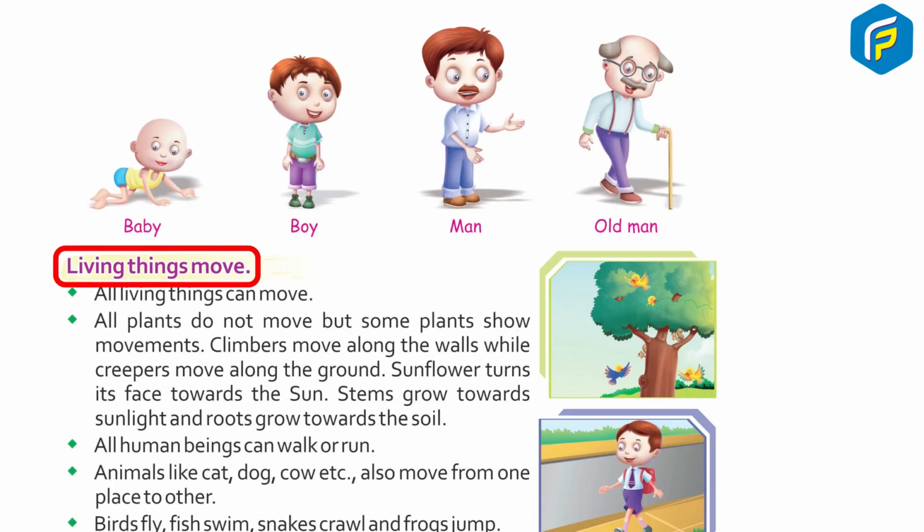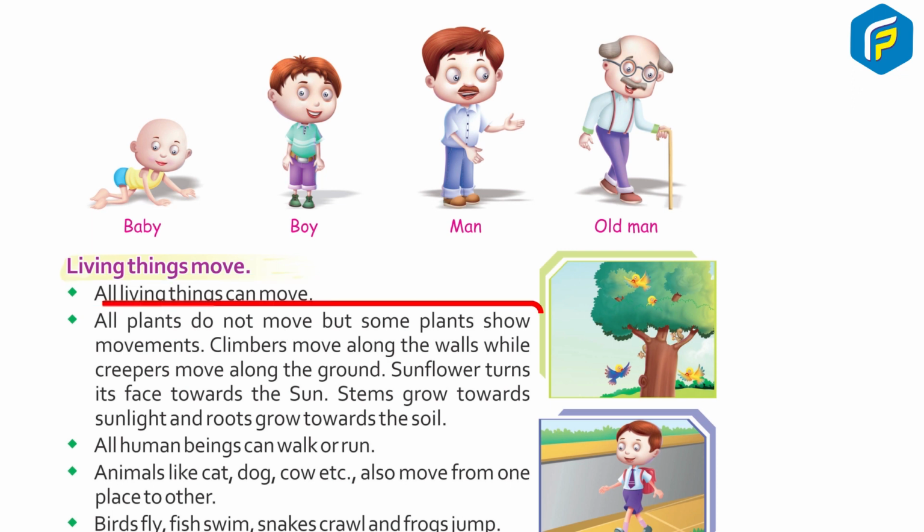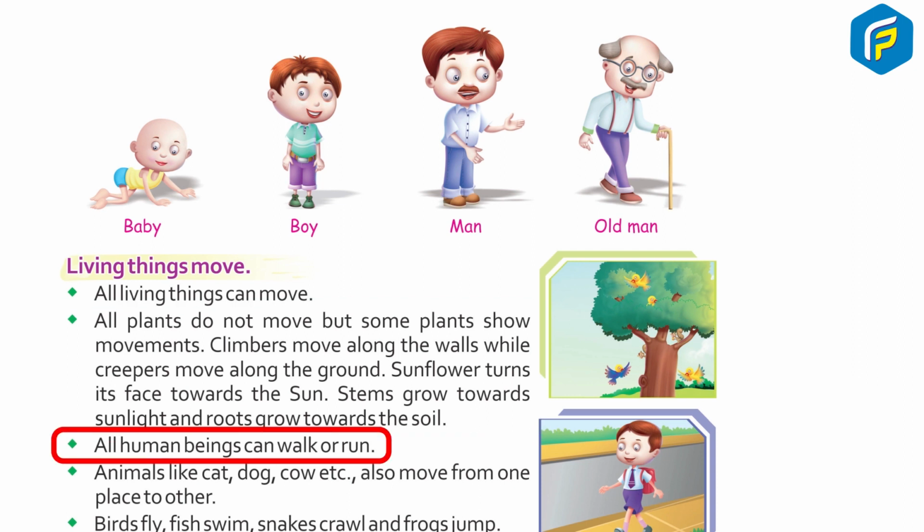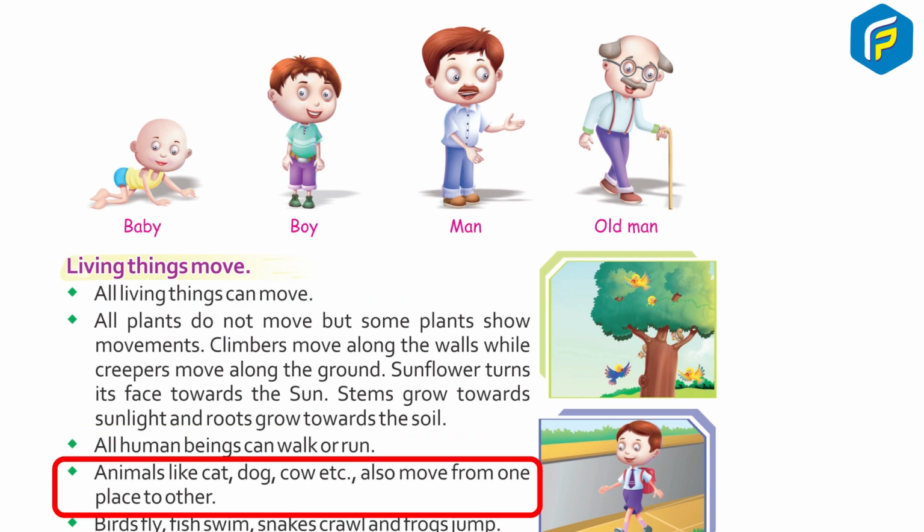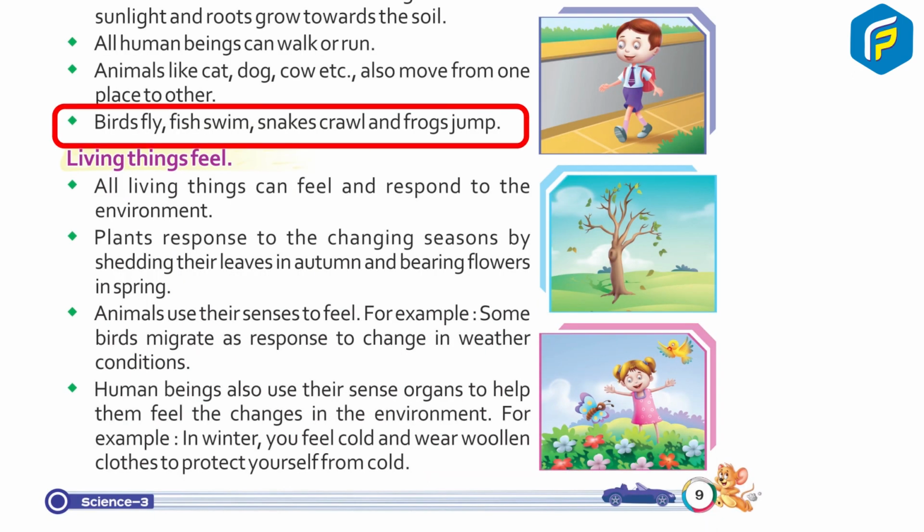Living things move. All living things can move. Plants do not move from place to place, but some plants show movement. Climbers move along the walls while creepers move along the ground. Sunflower turns its face towards the sun. Stems grow towards sunlight and roots grow towards the soil. All human beings can walk or run. Animals like cat, dog, cow, etc. also move from one place to another. Birds fly, fish swim, snakes crawl, and frogs jump.